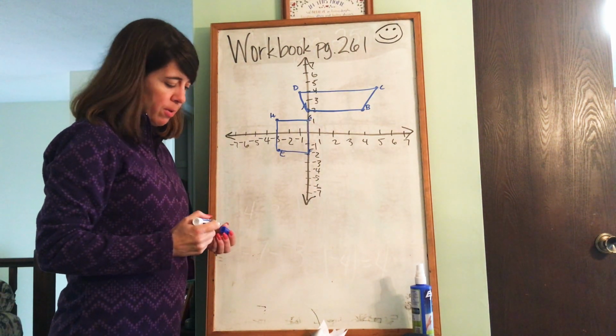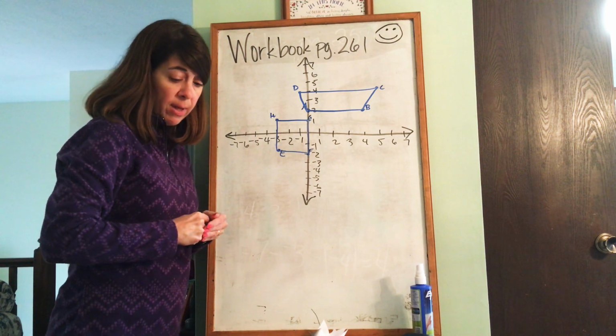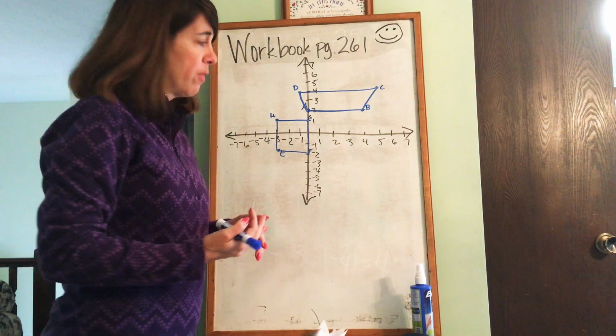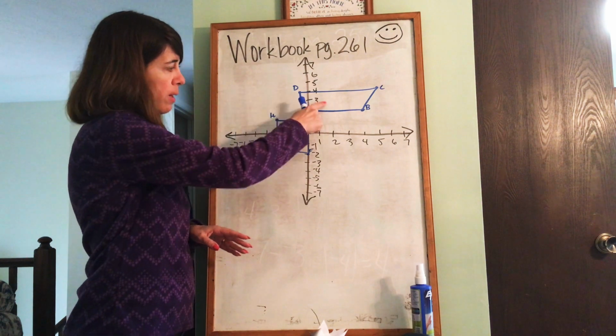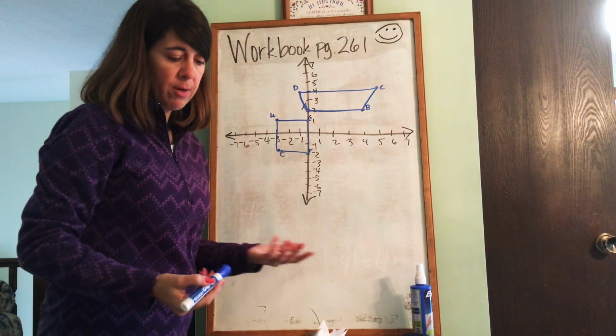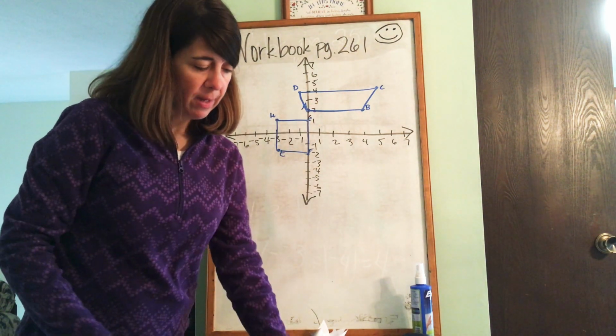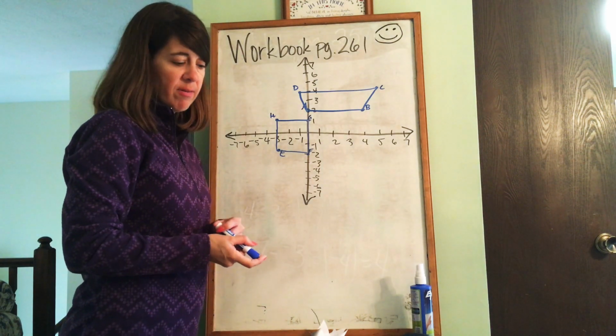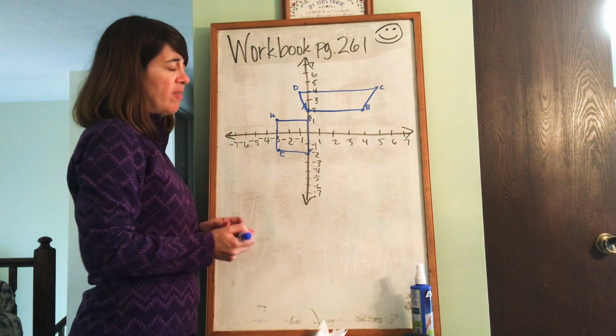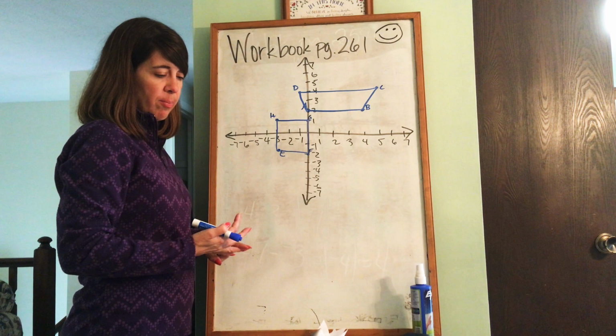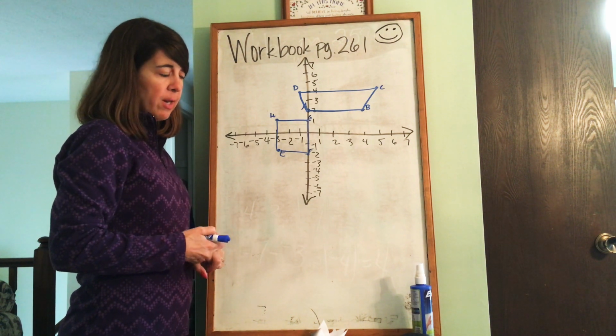Okay, so you can use the grid on 261 for 3 and 4 as well. We did 1 and 2 here, but go ahead and do those in your workbook too. Then you switch over to workbook 262 for 6 to 13, more of the same. Plot the points, draw the polygon, give the name for it.